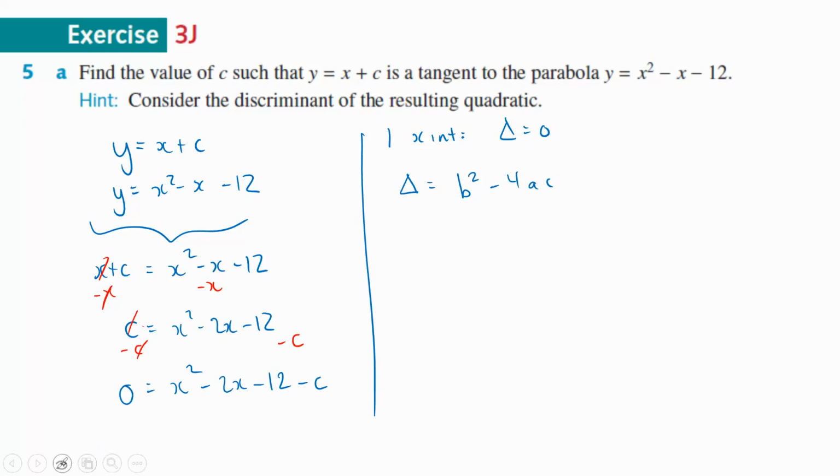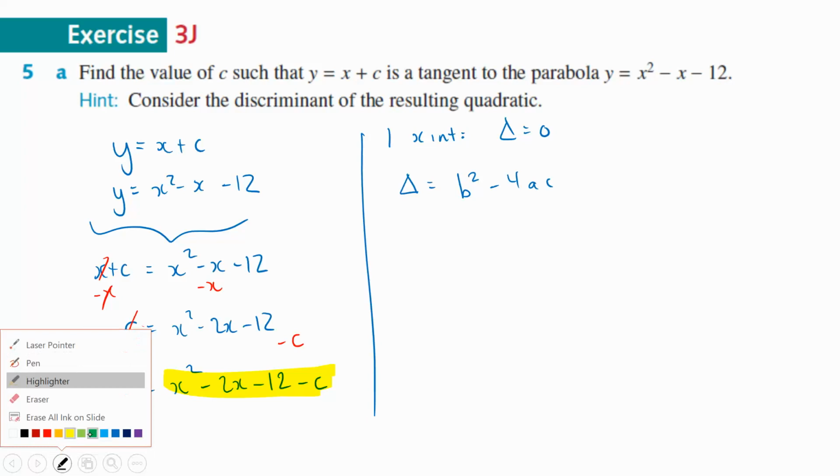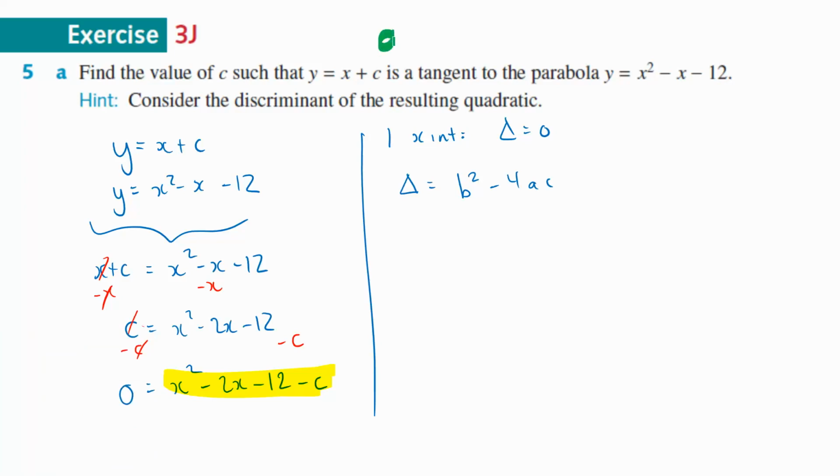Now, if you look at your equation here, what's my a, b, and c from that equation? What's a equal to? 1. 1, because it's the number in front of x squared. We don't write it, but it's 1x squared. What's the number in front of x? Negative 2. See, that's my x there, b. So negative 2. And my c is negative 12 minus c.